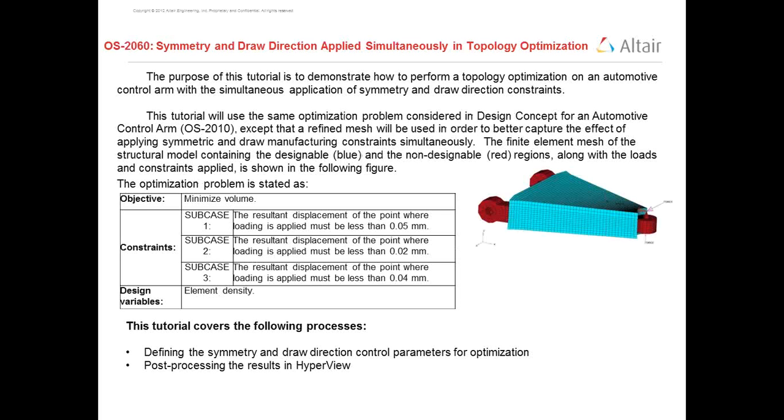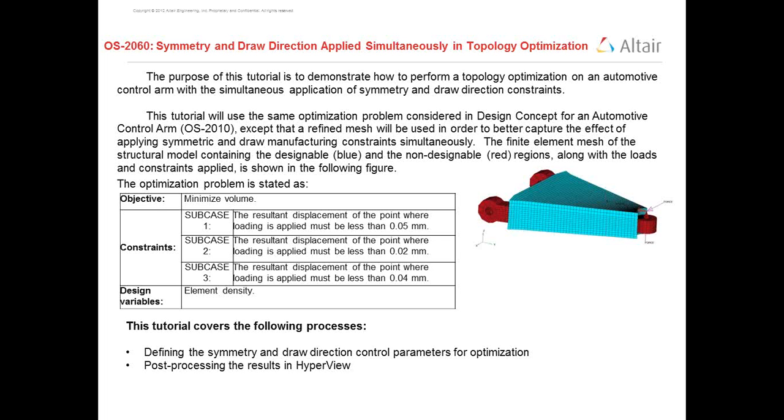The purpose of this tutorial is to demonstrate how to perform topology optimization on an automotive control arm with the simultaneous application of symmetry and draw direction constraints. This tutorial will use the same optimization problem considered in the design concept of an automotive control arm tutorial which I discussed earlier, except that a refined mesh will be used in order to better capture the effect of applying symmetry and draw manufacturing constraints simultaneously.